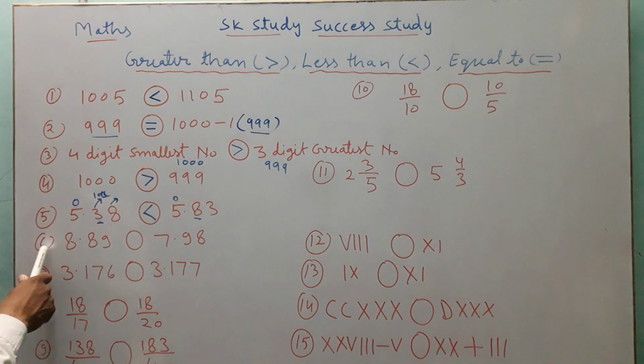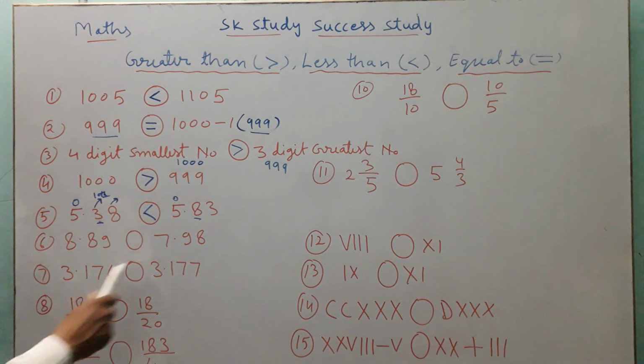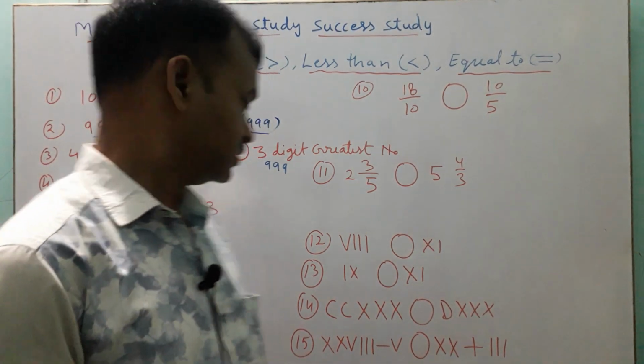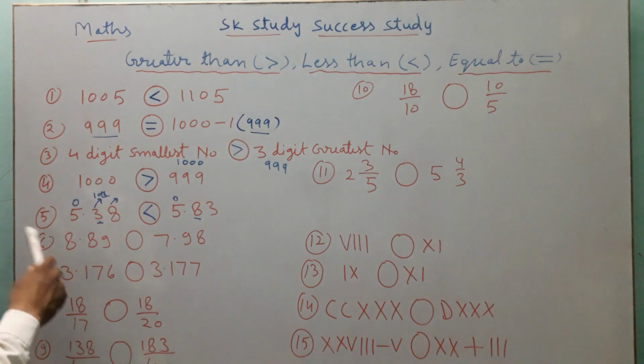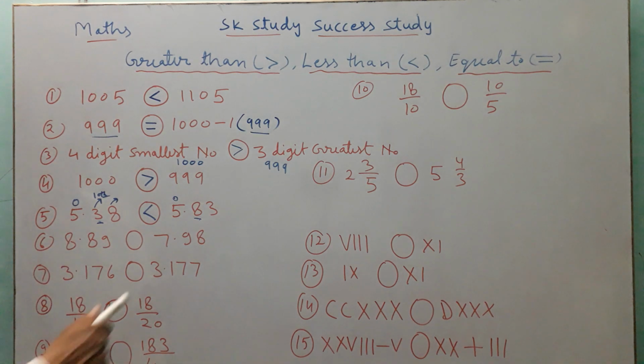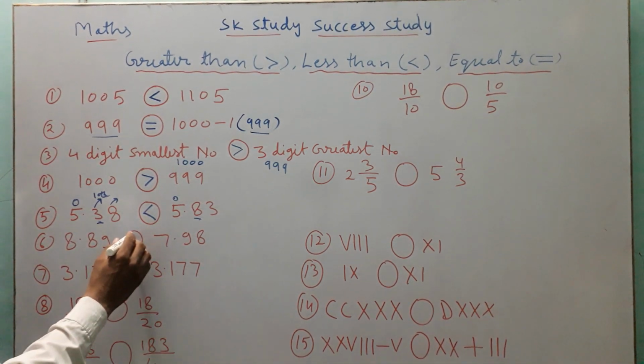Now next, 8.89 and 7.98. First we see before the point, the whole number. This is 7, this is 8. 8 is greater, so 8.89 is greater than 7.98.